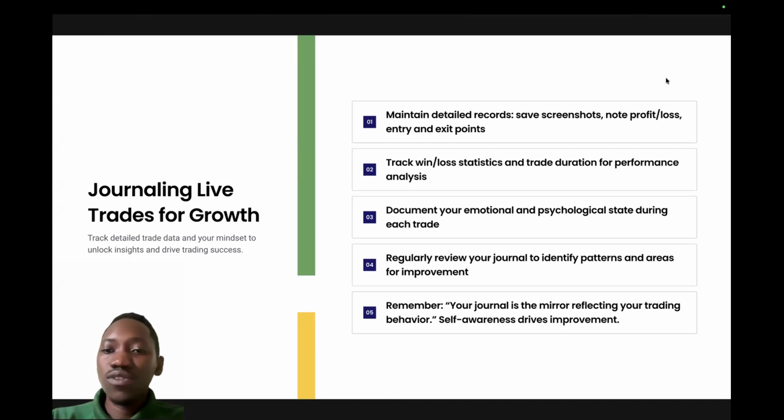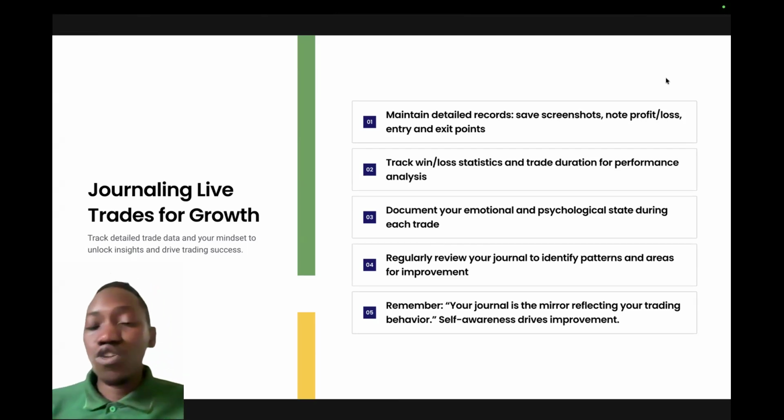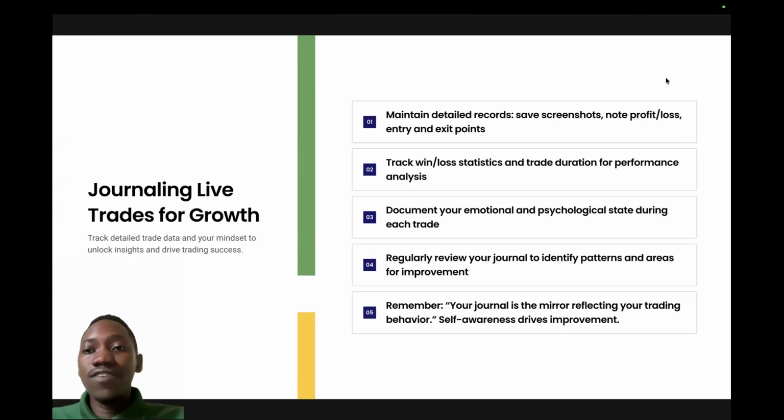Then remember, your journal is the mirror reflecting your trading behavior. Self-awareness drives improvement. The moment you're not aware of yourself, you live in self-denial or you live in an illusion of who you are, yet you're really not that thing. You think you're good, yet you need help. So you have to know where you need help and then seek that help.